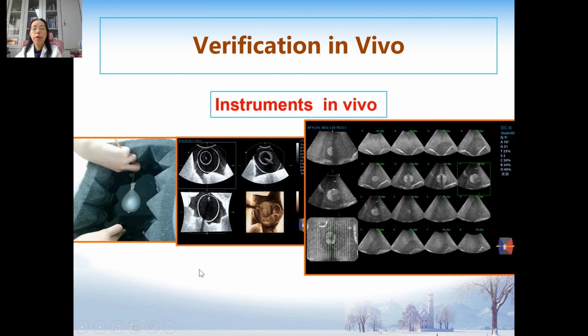Firstly, we verified the system in vitro. Here is our model. We use a big brown balloon to represent the ablation zone. A small balloon is to represent the tumor. Then we get a 3D reconstruction, and then get a multi-slice view here.